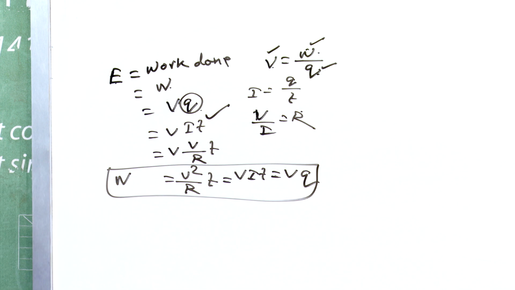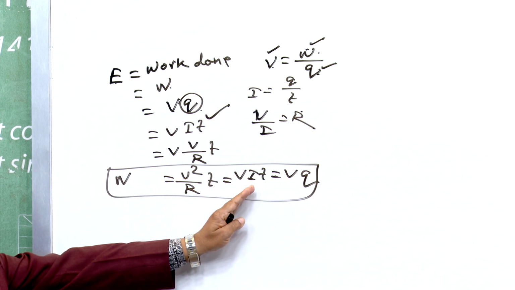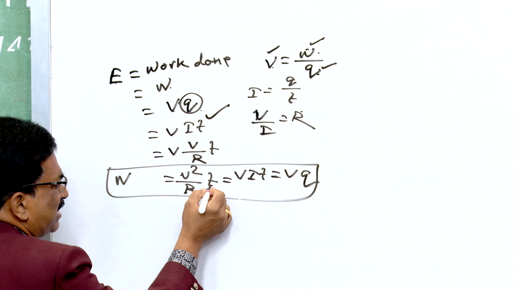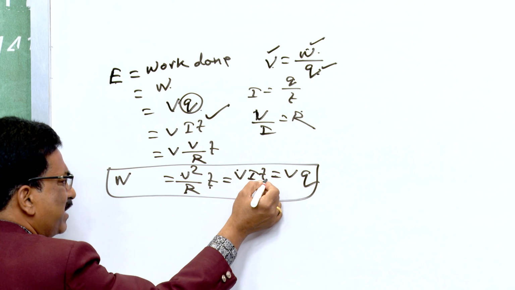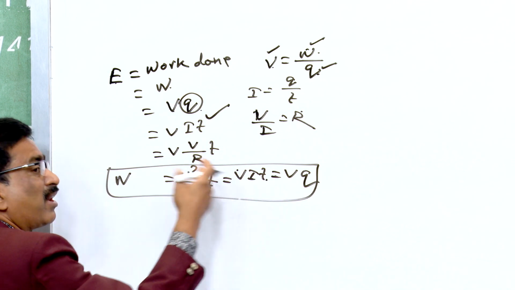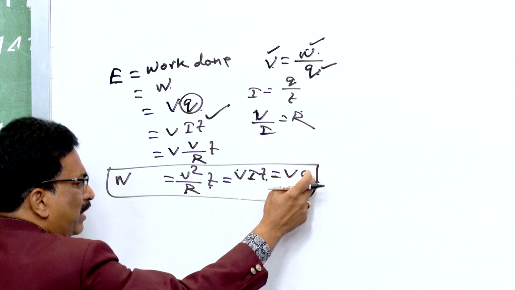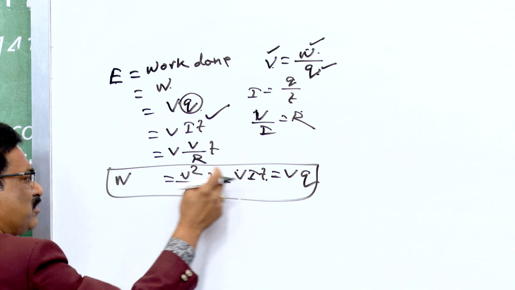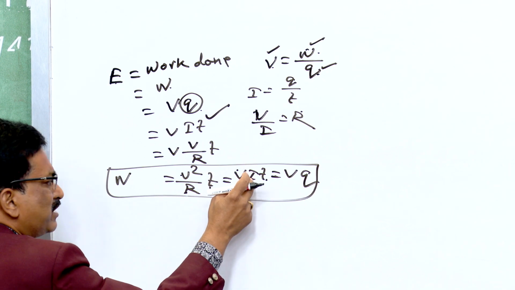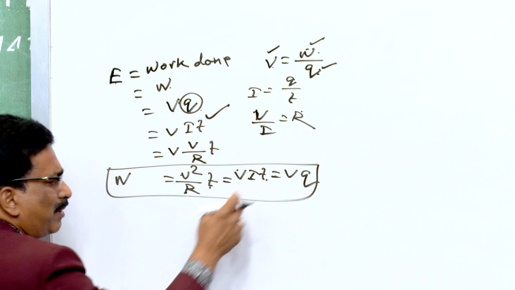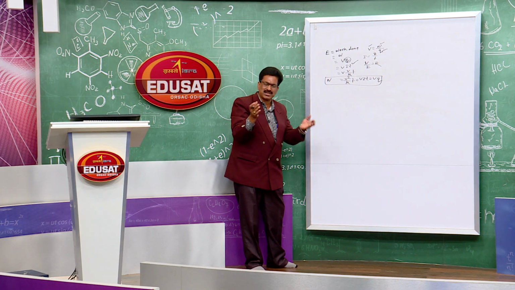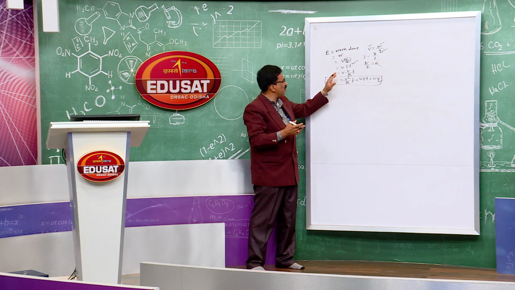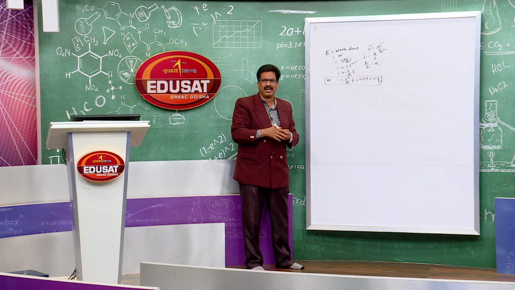This amount of work done in the electrical system depends upon various factors. What are the factors? Potential difference, resistance, and time. In one expression there is potential difference and time, but here it is resistance if the current is applied. Here there is potential and charge, but here there is no charge. Here there is time, but here no time. So depending upon the various factors supplied to our circuit, the work is done, and whenever work is done, energy is produced.